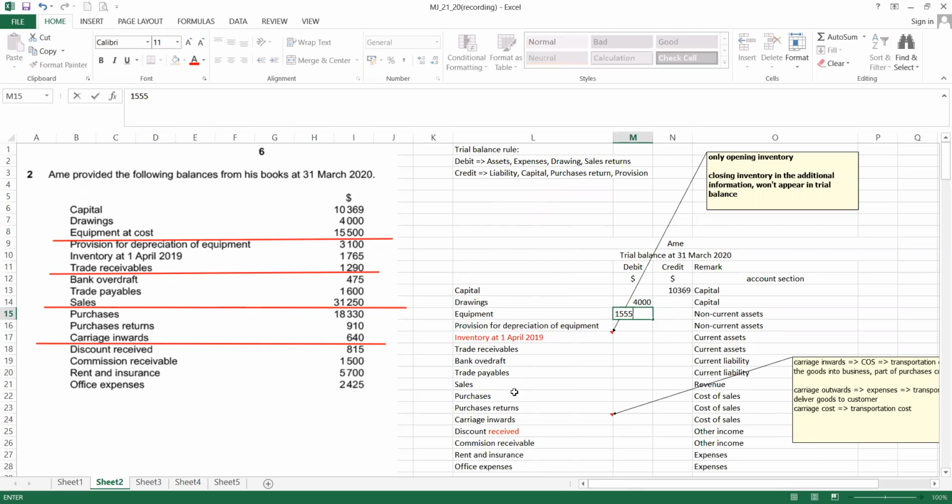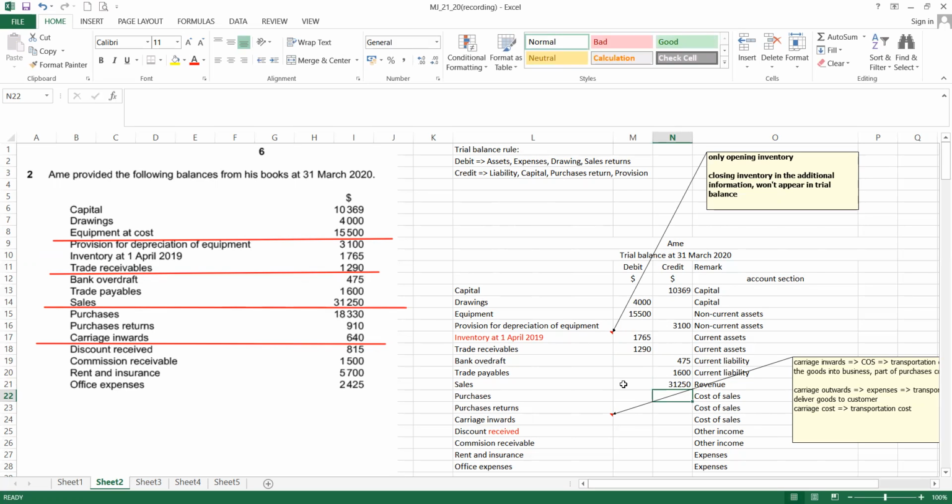Equipment, 15,500. Provision, 3100. Inventory, 1765. Okay, trade receivable, 1290, because all defined already, easier for us. Next, bank overdraft, 475. And then trade payable, 1600. Sales is revenue, credit.